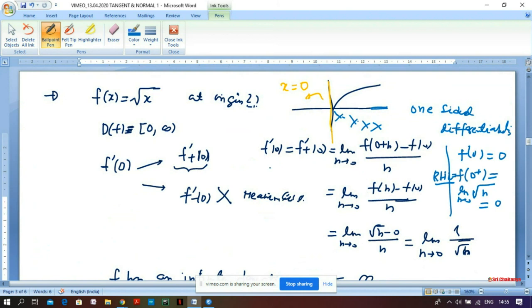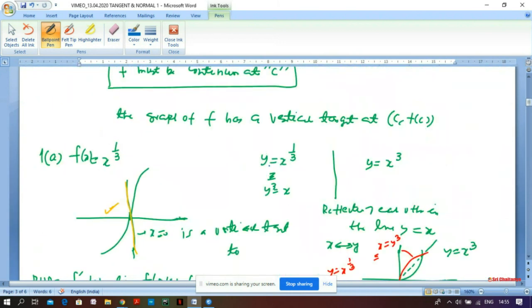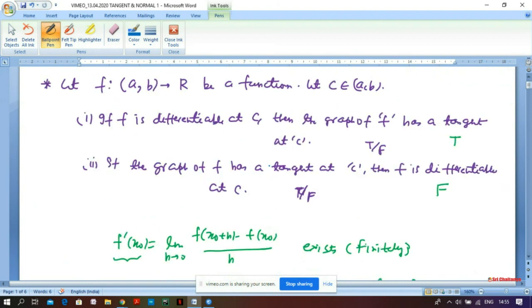So let me go back to a discussion that we started. The statement we started the class with: first, it is obviously true that if f is differentiable at c, then the graph is tangent at c, perfect.